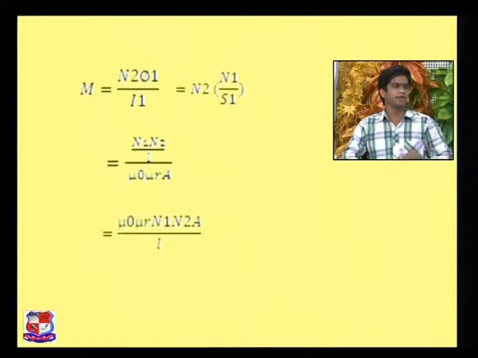So we get the value of mutual inductance M is equal to mu 0 mu R N1 into N2 into A by L, where mu 0 is the permeability of air, mu R is the relative permeability, N1 is the number of turns of coil X, N2 is the number of turns of coil Y, A is the area of the circuit, and L is the total length.